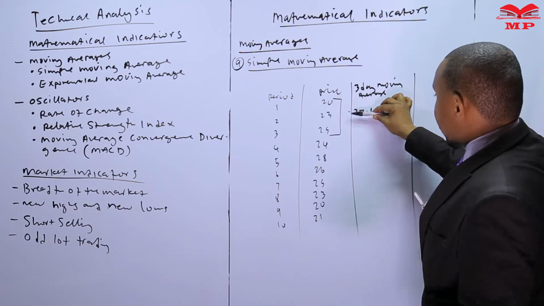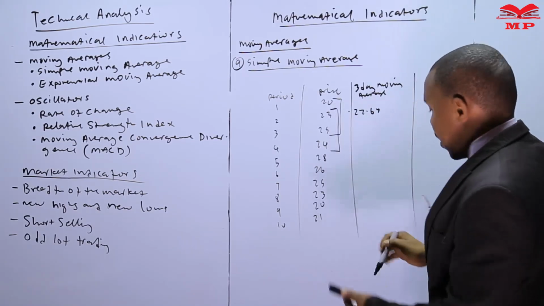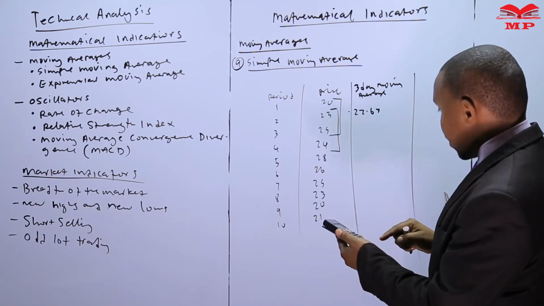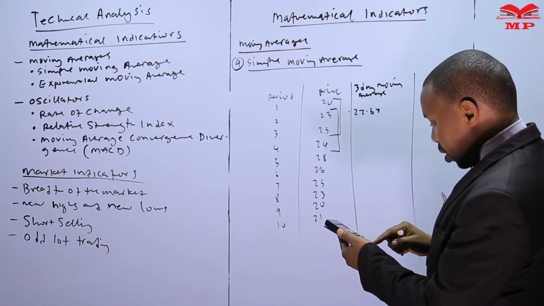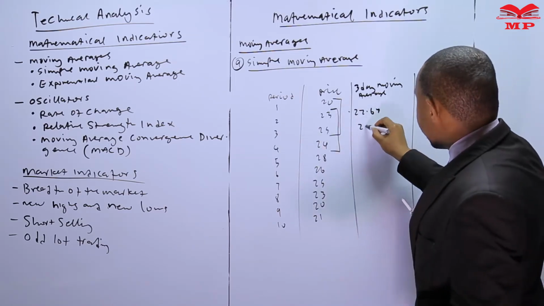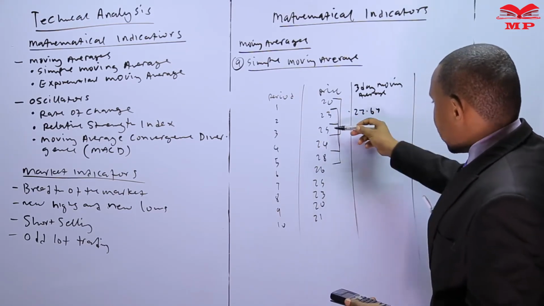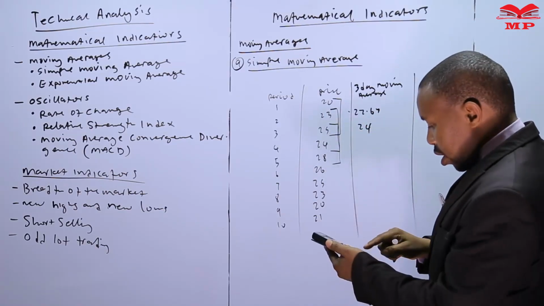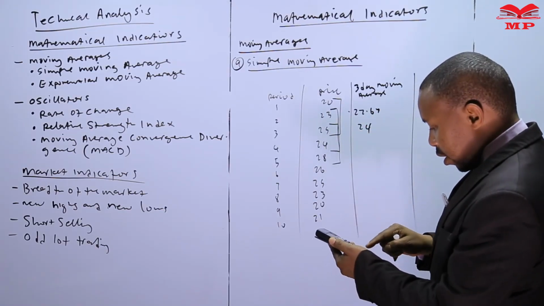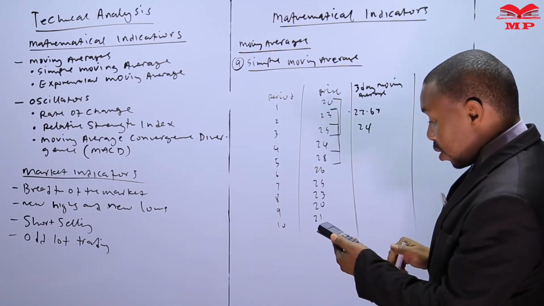So the next figure, we get 23. We'll take these 3 right there: 23 plus 25 plus 24, divide by 3, and we have 24. Now these 3 again, we continue like that: 25 plus 24 plus 28, we have 77 divided by 3, and we have 25.6.